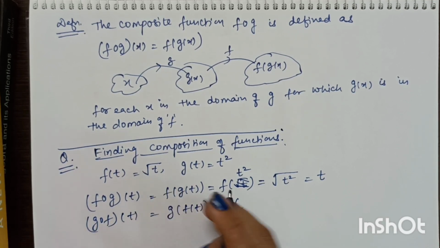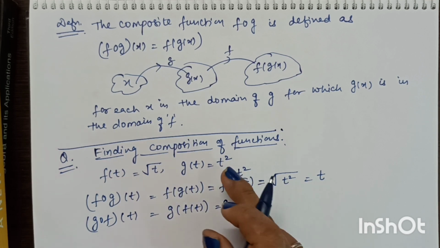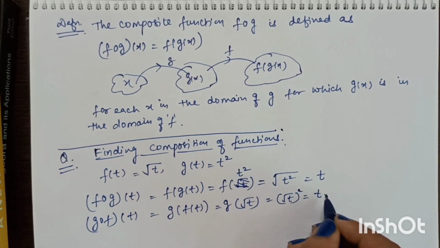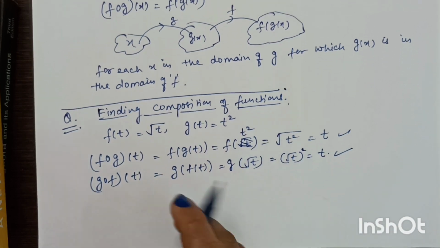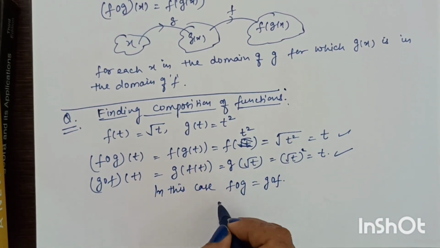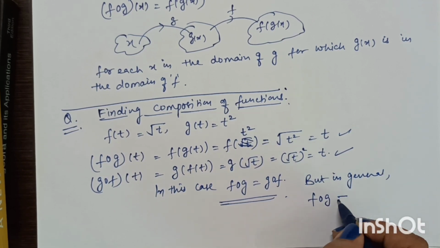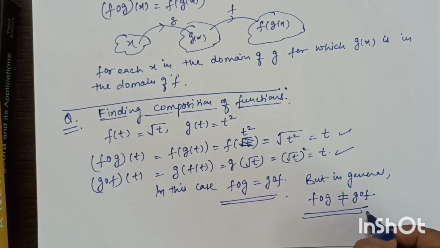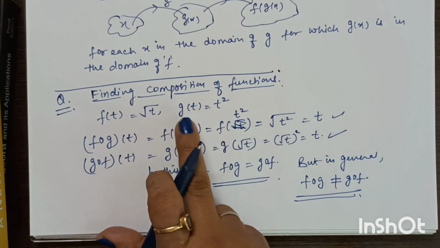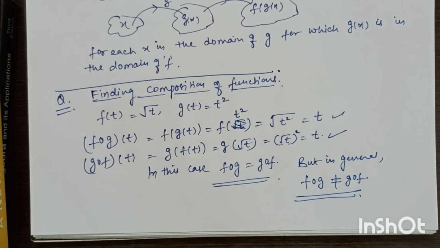Similarly you can find g of f. g of f is also coming out to be t. Both are equal, but in general it's not like that. Here in this case f of g is equal to g of f because the functions are that way. They are kind of reciprocal functions. One is square and the other is square root. In general they are not the same. f of g is not equal to g of f in general.